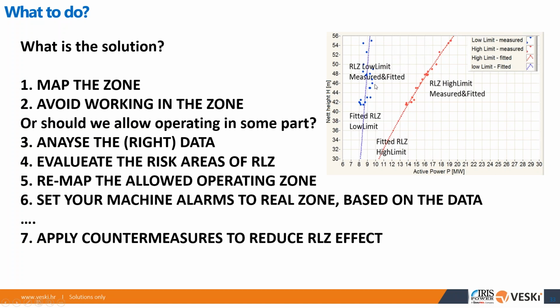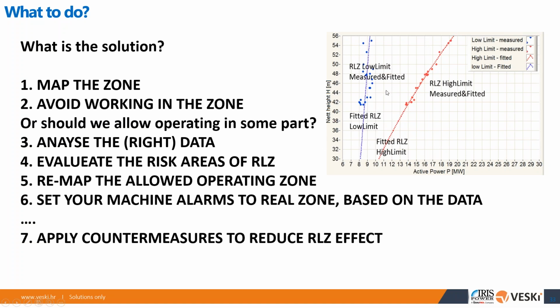So you get a kind of fuzzy zone which should be strictly avoided, and then you remap the allowed operating zone and give it to a dispatcher, because most of the machines, especially at the customers that we work with, are operated from a dispatch center. The dispatcher wants to know what's available when he needs some power. If he needs 20 megawatts immediately, is it allowed for this machine or not? This is what we really want to know.